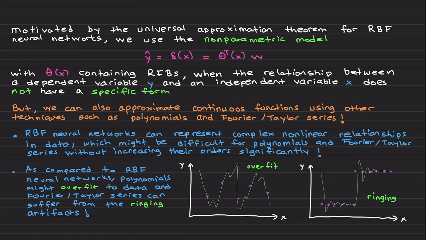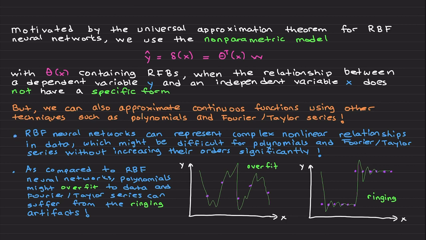And basically, we can also approximate continuous functions using other techniques, such as polynomials or Fourier or Taylor series. So you may ask, radial basis neural networks are not the only universal approximators. There are also other universal approximators like polynomials, Fourier, Taylor series. Why don't we use them? And I will give you precisely 2 reasons.